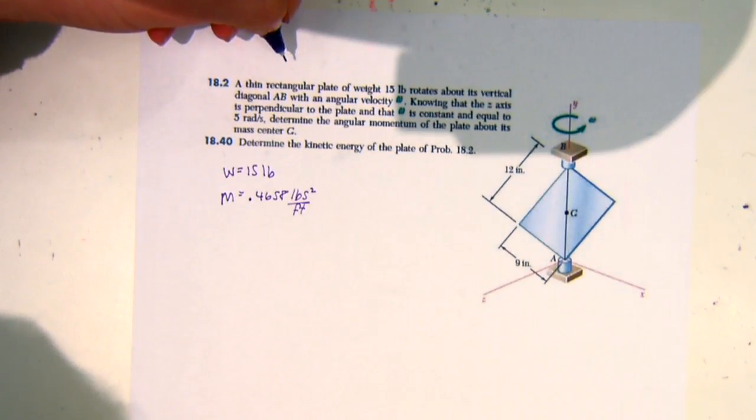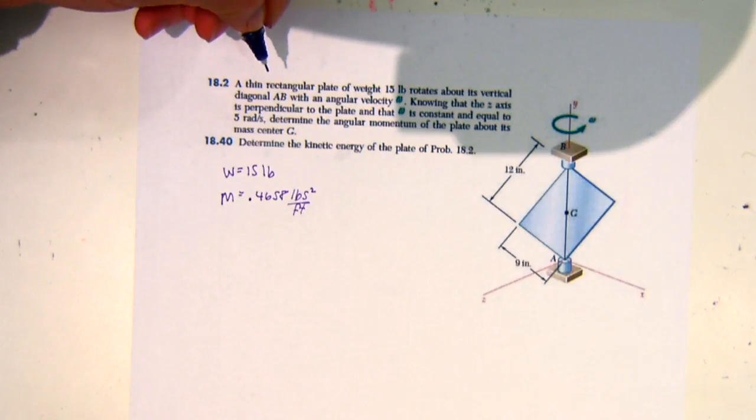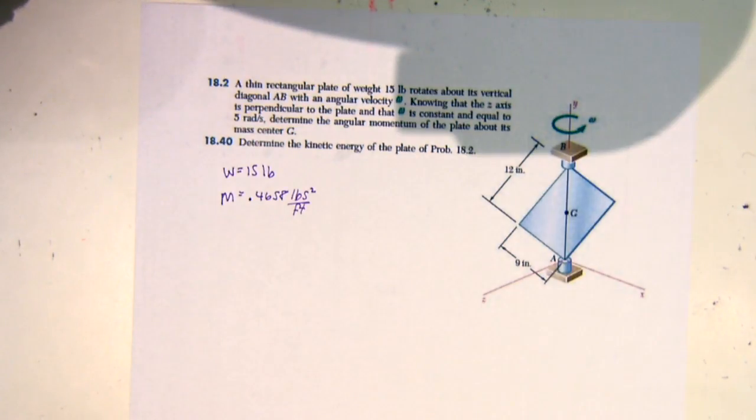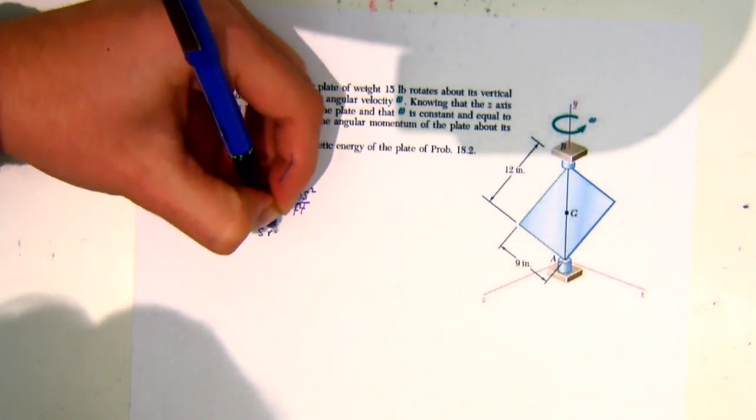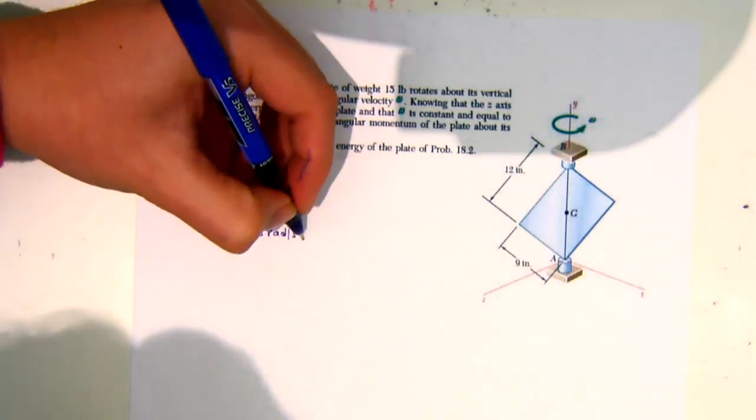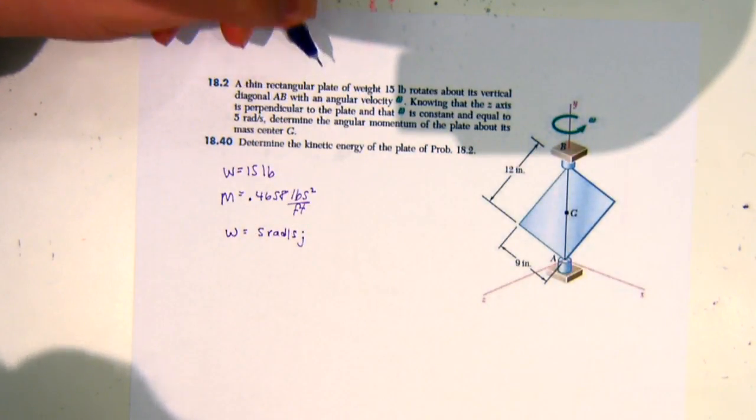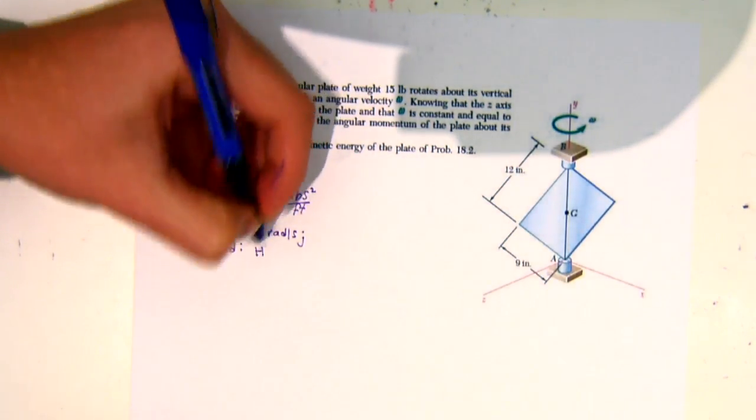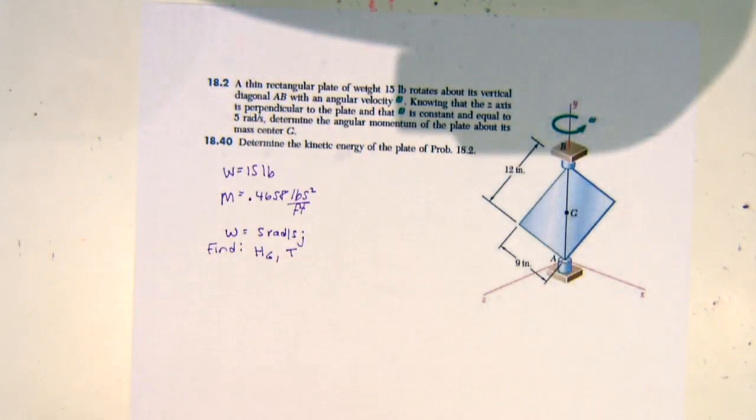Knowing that the z-axis is perpendicular to the plate, so we're only looking at the xy axis, and that omega is constant. So if we have constant omega, what does that mean about alpha? 0. So omega is 5 radians per second in the j direction. Determine the angular momentum of the plate about its mass center G. So we need to find HG, and then we also need to find the kinetic energy T.